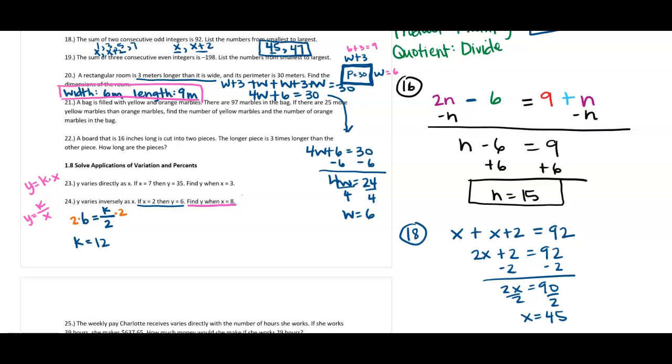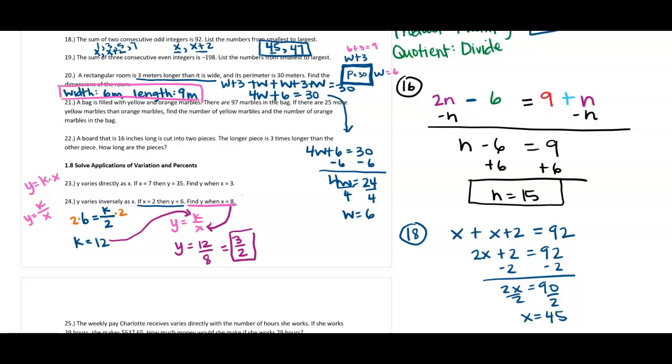So again, let's go back to that original equation, right? So y equals k over x. And I'm just going to show here what I'm doing. I'm taking my 12, and I'm going to put it in place of k, and I'm taking my 8, and I'm going to put it in place of x, so then I can solve it for y. So y equals 12 over 8, and that reduces, 4 will go into both of those, and so 3/2 would be my answer there.